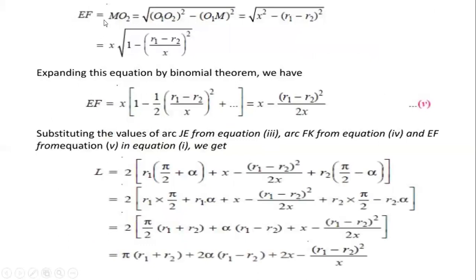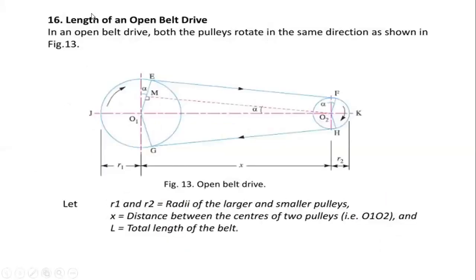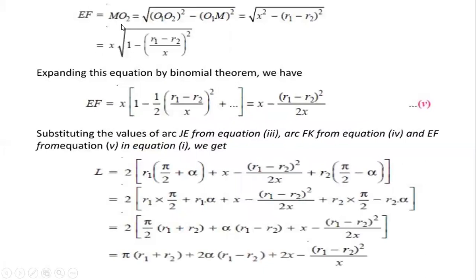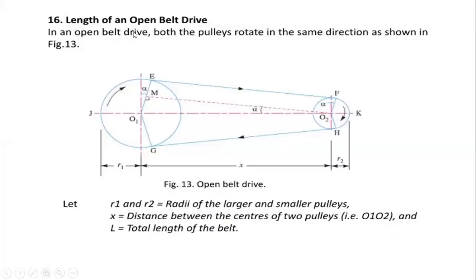Then EF is the length of the slack side, and GH is the length of the tight side. EF is equal to the length MO2. This is parallel to this line, so we are taking the same lines here.